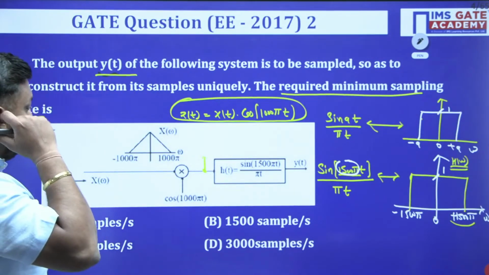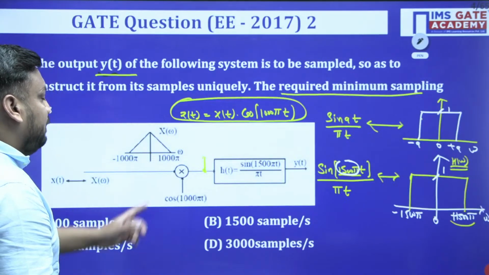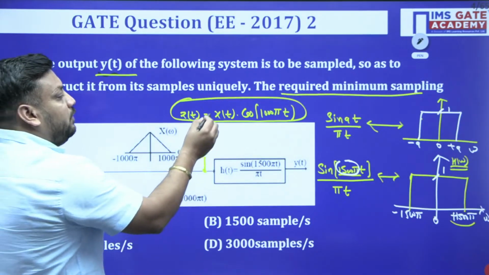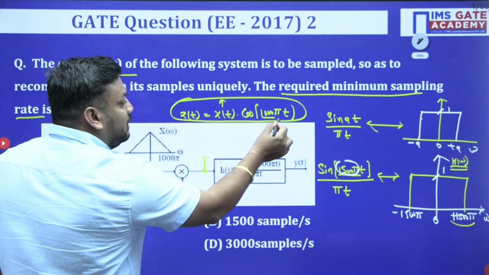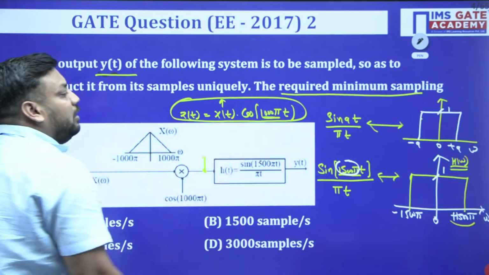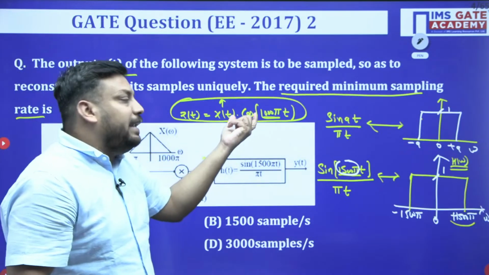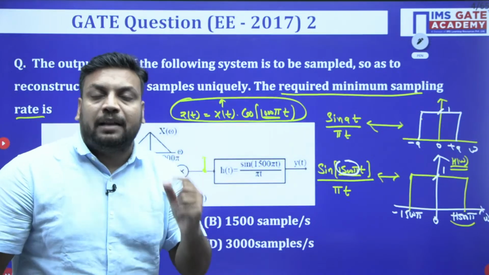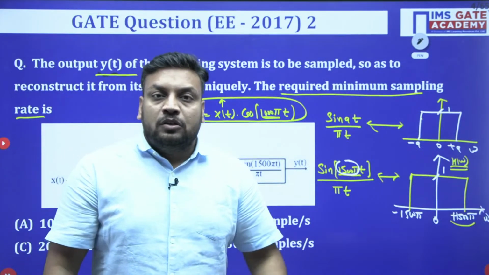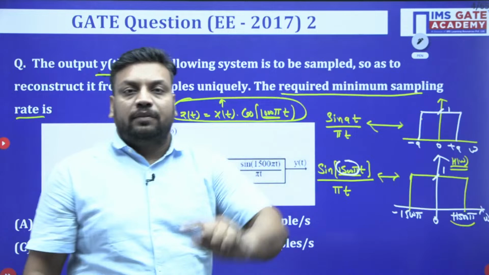Come on guys, tell me, what is the maximum frequency? If x(t) has a maximum frequency omega m, let me take it as omega c, then because these two signals are multiplied in the time domain, they will be convolved in the frequency domain.